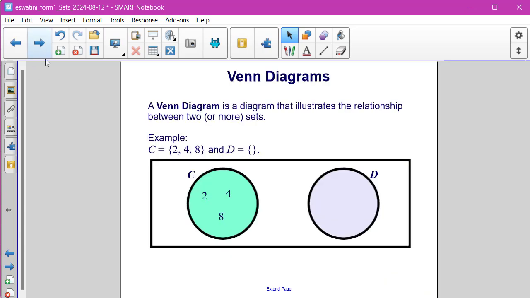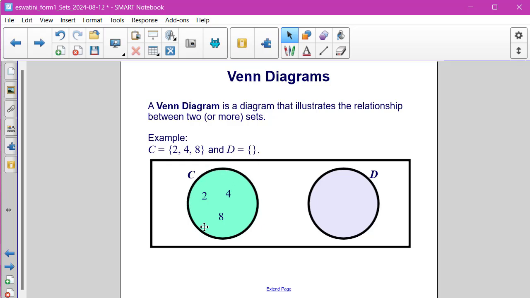Venn diagrams. A Venn diagram is a diagram that illustrates the relationship between two or more sets. And here's an example. Set C is equal to the set of numbers 2, 4, and 8. And set D is an empty set.